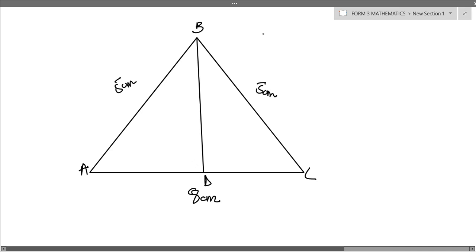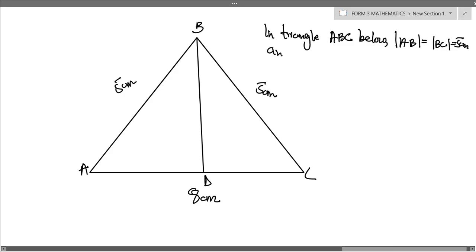So this is the preamble of the question. In triangle ABC below, AB equals BC equals 5 centimeters and AC equals 8 centimeters. Find BD.